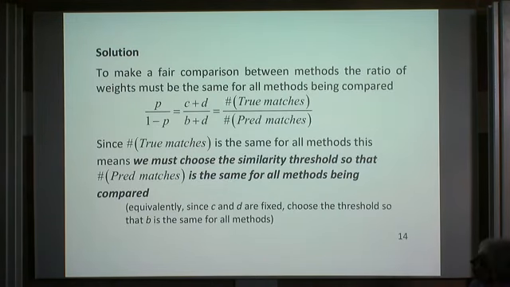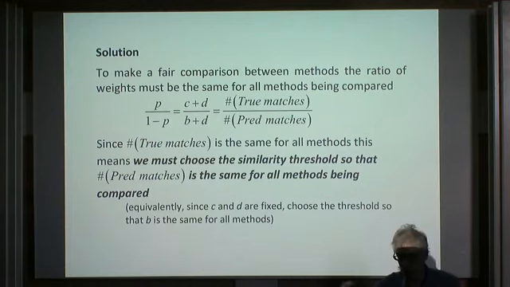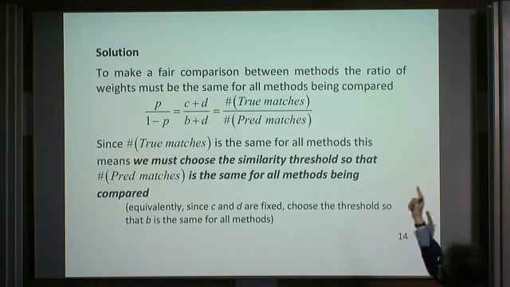So how can we solve this? Well, to make a fair comparison between methods, the weight that you apply to precision and recall should be a function of you, the researcher, what you're trying to do, and the problem. It shouldn't be a function of the method you happen to be using. That's just silly. So to make a fair comparison, the weights have got to be the same for all of the methods being compared for a particular problem by a particular researcher.